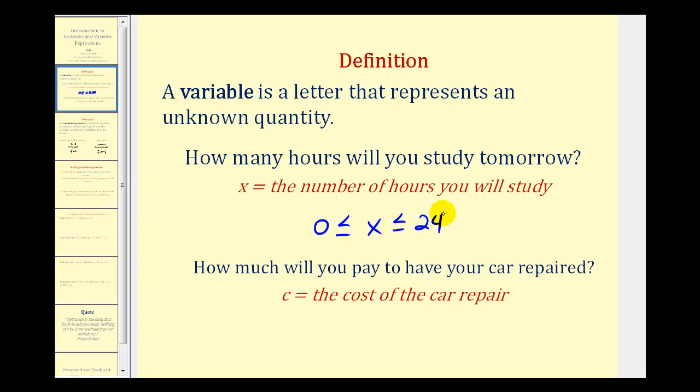to 24 hours. Another example might be if your car breaks down and I ask you how much you will pay to have your car repaired. The cost of the repair would be an unknown quantity until the mechanic calls and notifies you. So we could let the variable c equal the cost of the car repair. In this case, we know the cost would have to be greater than or equal to $0. It could be equal to 0 if the repair was under warranty, and there probably is also some maximum value for c based upon the type of the car, but we'll leave the restriction on the variable c as c is greater than or equal to $0.